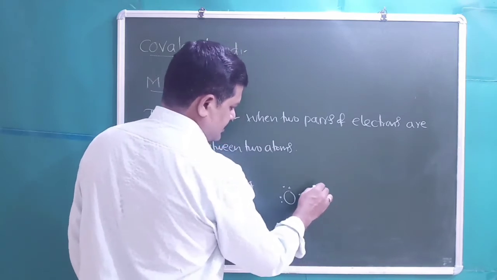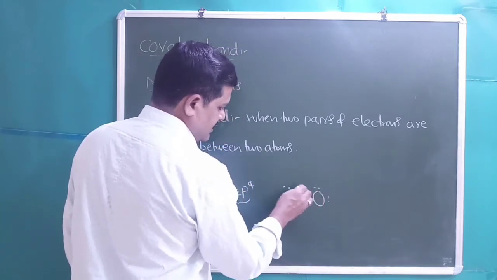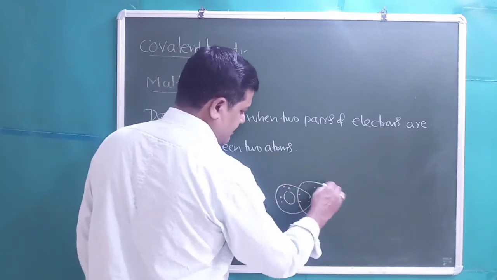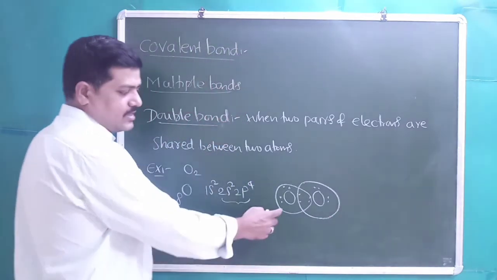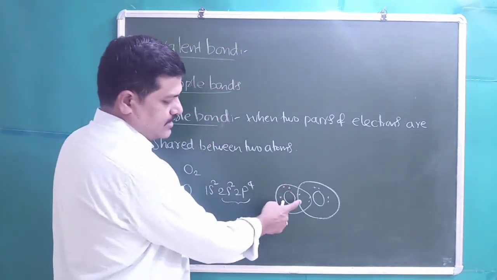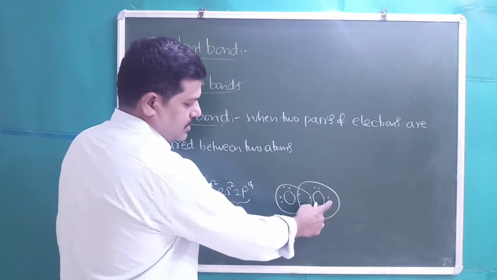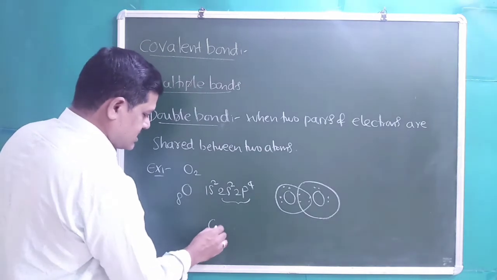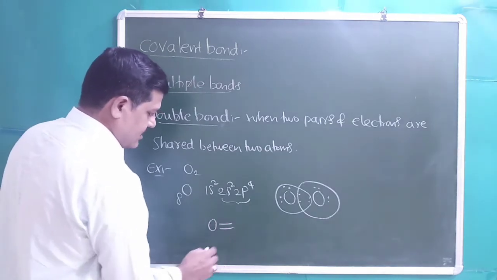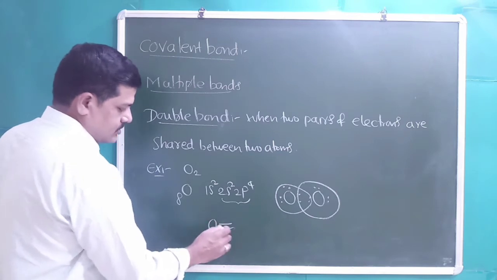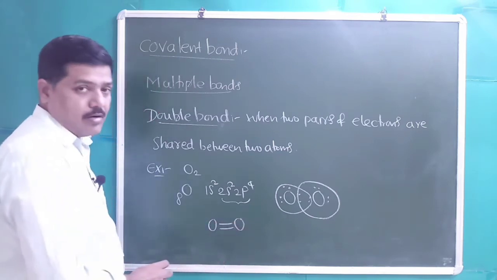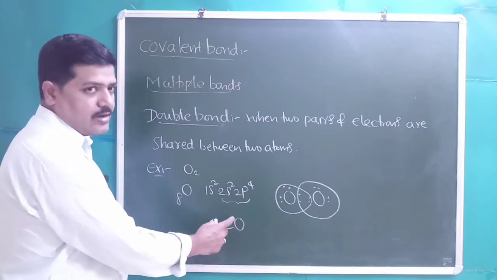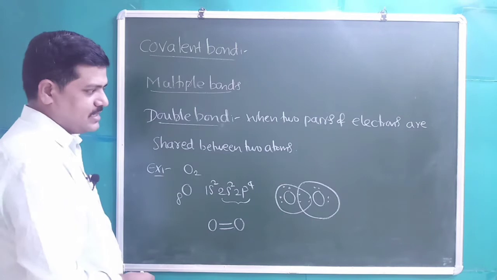These two oxygens will share 2 pairs of electrons so that the octet of each atom is completed. Now this oxygen has 1, 2, 3, 4, 5, 6, 7, 8, and the other oxygen also has 8. So two atoms are equally sharing two pairs of electrons, and it is called a double bond, which is represented with two lines drawn between the two oxygen atoms like this.